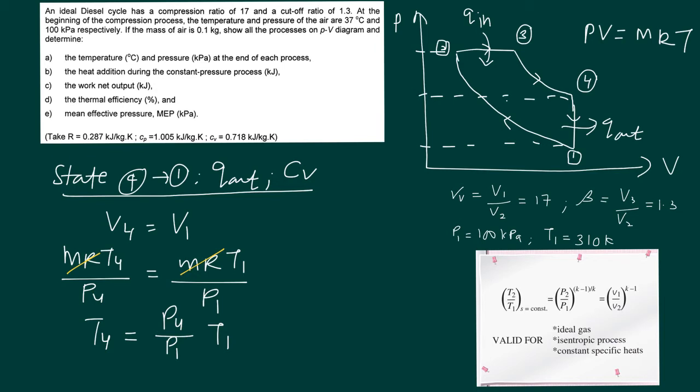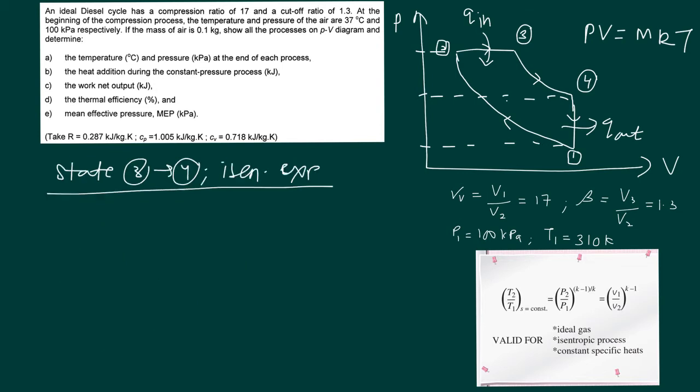So let's have a look if you make use of the relation of isentropic expansion between 3 to 4. So state 3 to 4 is your isentropic expansion, so we are going to make use of these relations over here. If you make use of your isentropic expansion relations, you are going to need your V3 over V4 here. And we are going to find out what V3 over V4 is by using these relations of compression ratio and also your cutoff ratio.